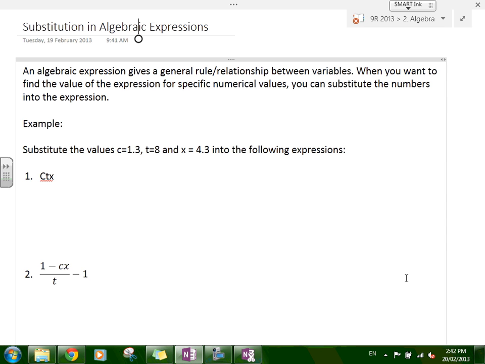So basically that's it. All you're doing is saying, for example, you have an expression like this, CTX. Okay, what does this equal if C equals a specific value, T equals a specific value, X equals a specific value? Right, so what you're doing is instead of having the algebraic symbols, you actually write in the numbers. You substitute the numbers in for the symbols, perform the operation, and then you find the specific result. Okay?